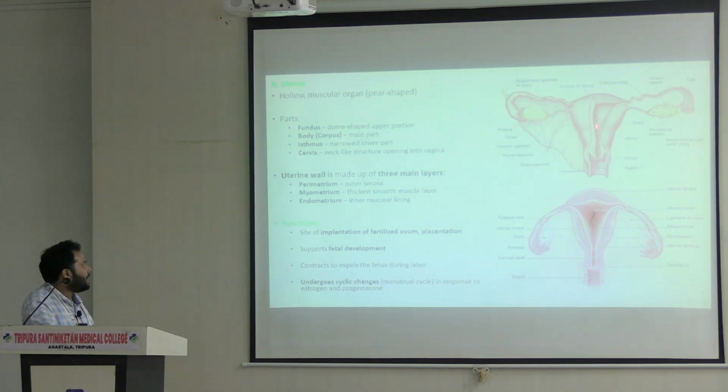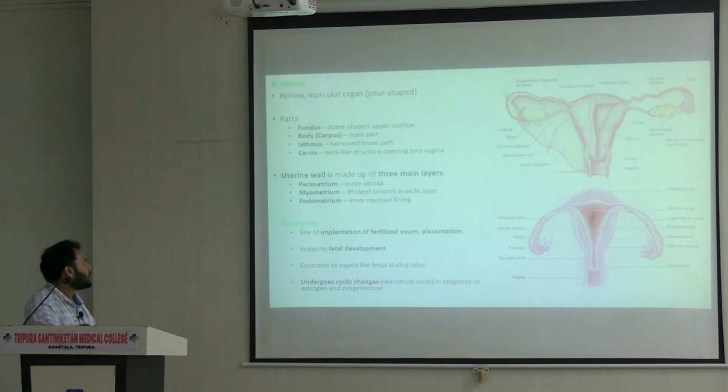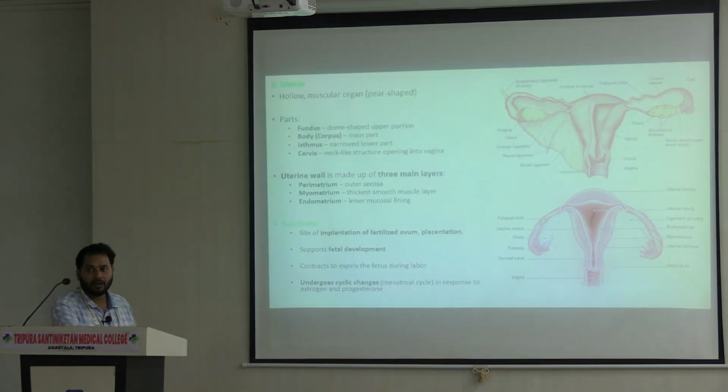Next is the main body part. Next is isthmus. Isthmus is basically a narrow part of the uterus. This portion is called isthmus. And the last part is called the cervix, which is a neck-like structure, that is the opening portion into the vagina.